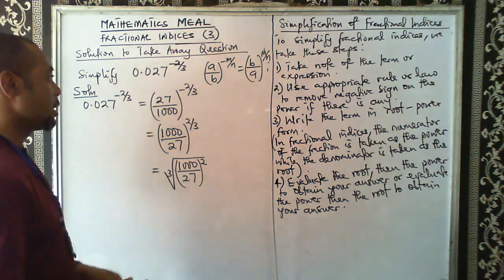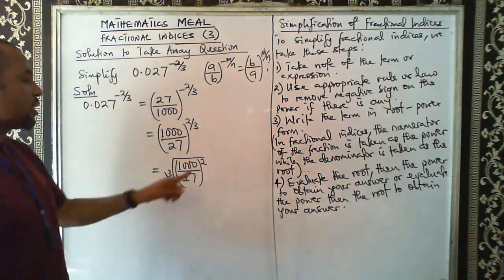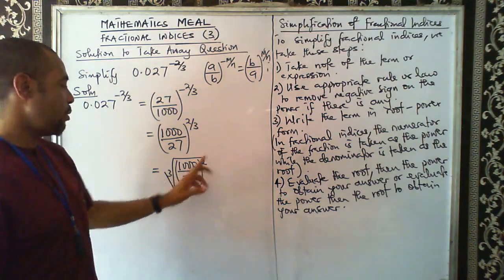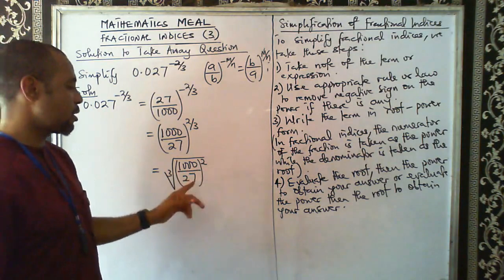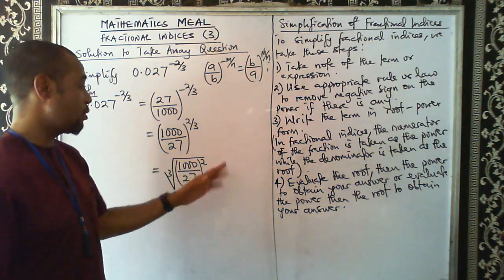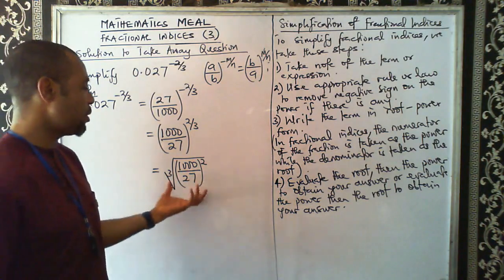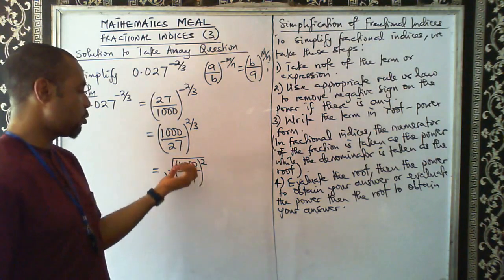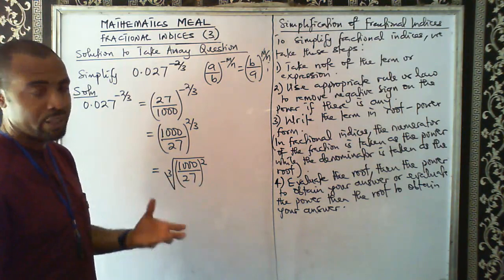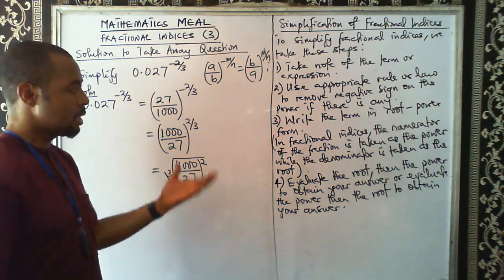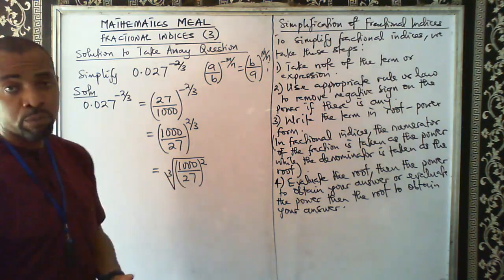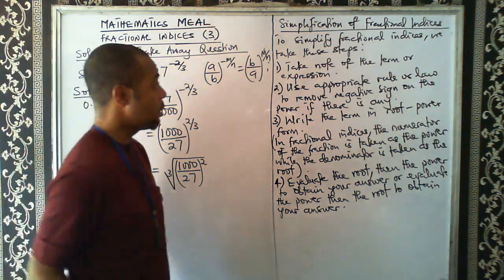We have done that. Now, if we decide to evaluate the power first before the root, we're going to have some crazy number. Like if we do 27 raised to power 2, the number will be very high. So it will be easier for us to evaluate the root first so that we reduce the size of the numbers for the powers to be easily evaluated.